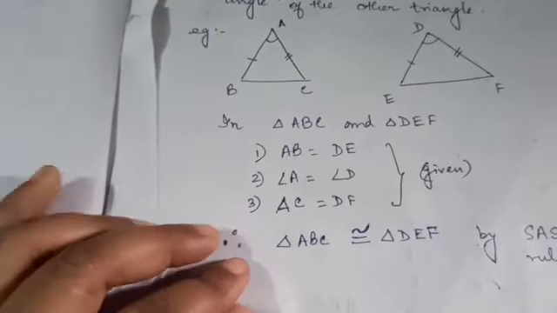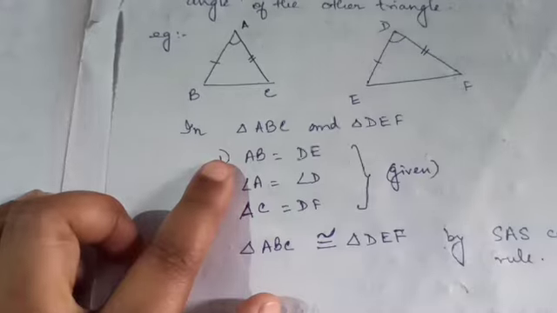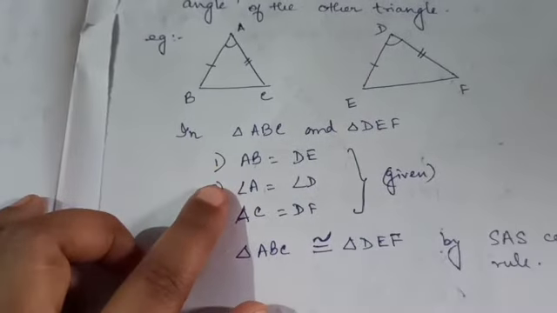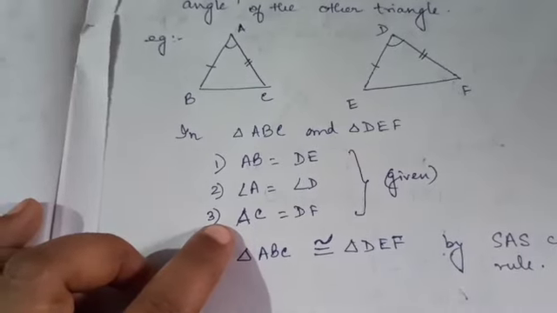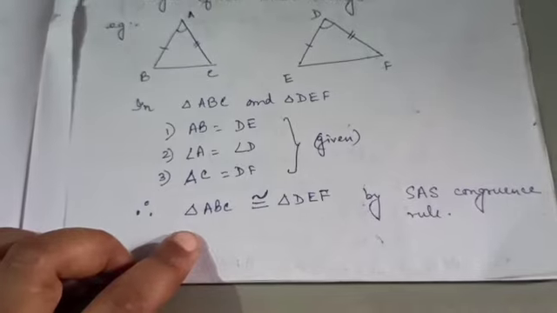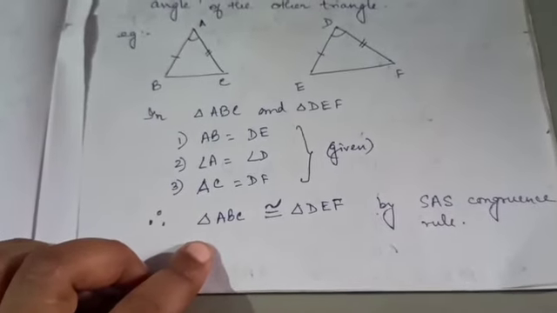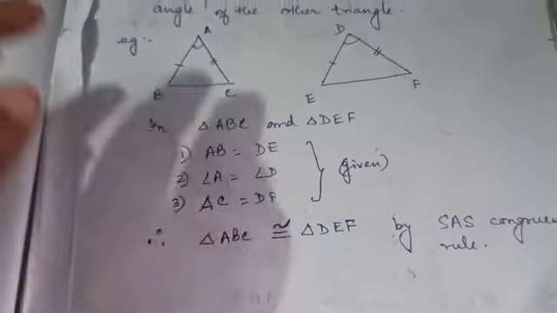So in triangle ABC and triangle DEF, AB is equal to DE. Angle A is equal to angle D. AC is equal to DF. So triangle ABC is congruent to triangle DEF by side angle side congruency rule. So this is your first kind of congruency.